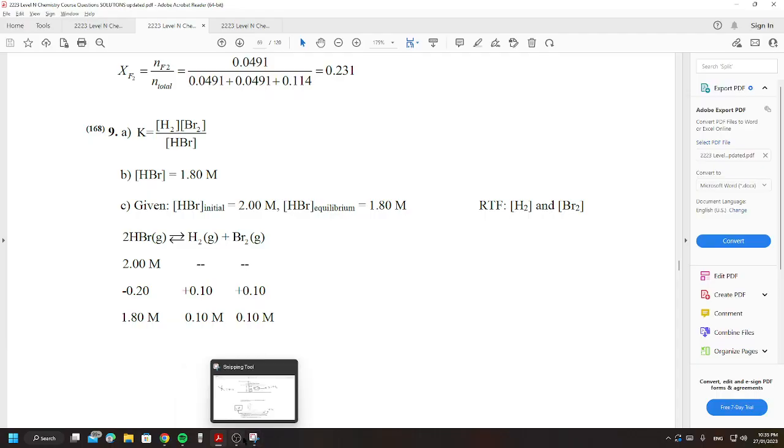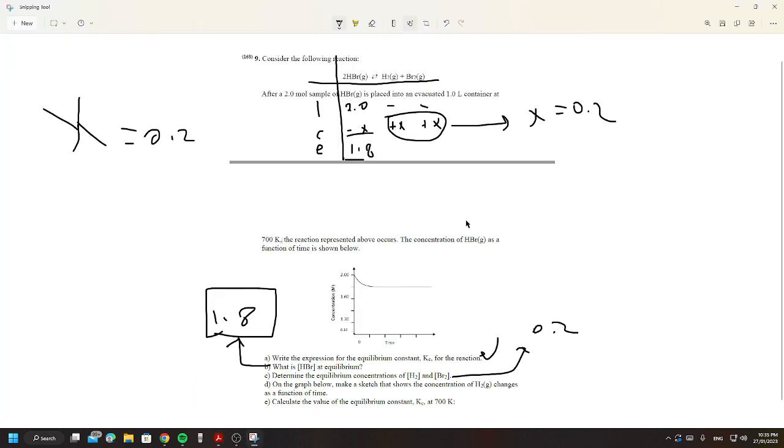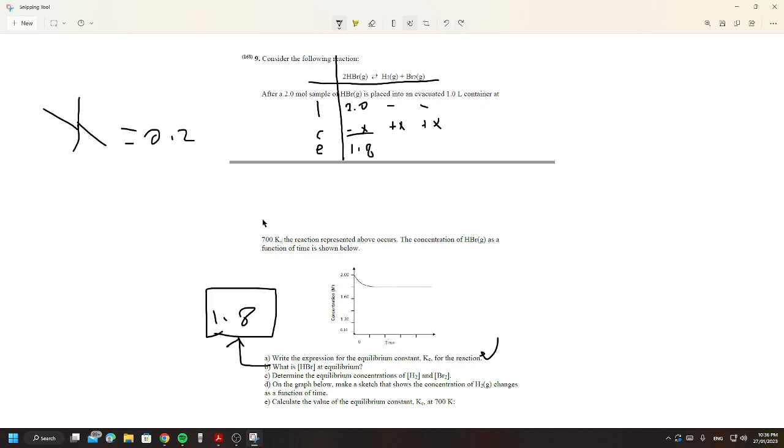No, no. Right. Okay, that makes much more sense. So the concentration of HBr decreased by 0.2. So we could therefore say that x plus x is equal to 0.2, where 2x is equal to 0.2, where x is equal to 0.1.